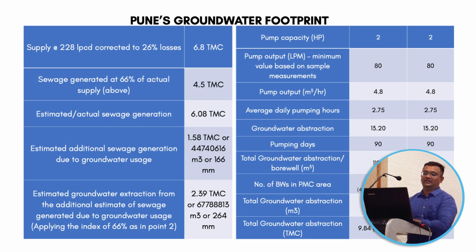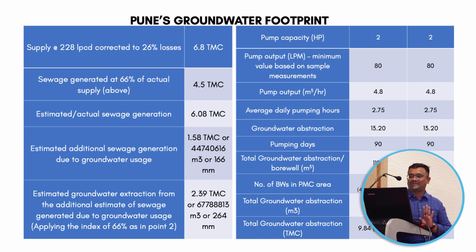So we tried to find out the groundwater extraction across Pune city. We did two types of calculations. One is according to sewage generation. These are numbers from 2011. At that time, PMC was claiming that they supply 228 LPCD water and there are 26% losses. If we correct the water supply for the 26% losses, 6.8 TMC of water is consumed by Punekars.